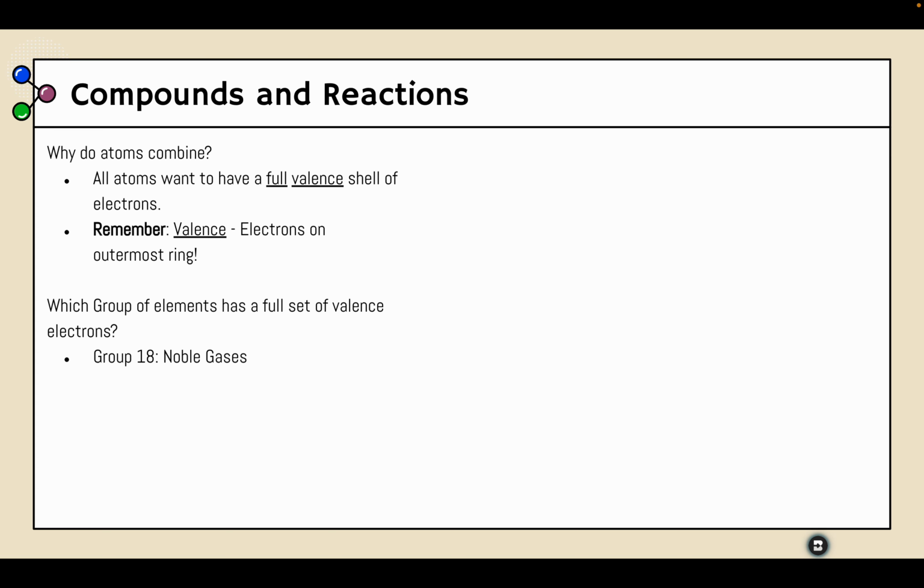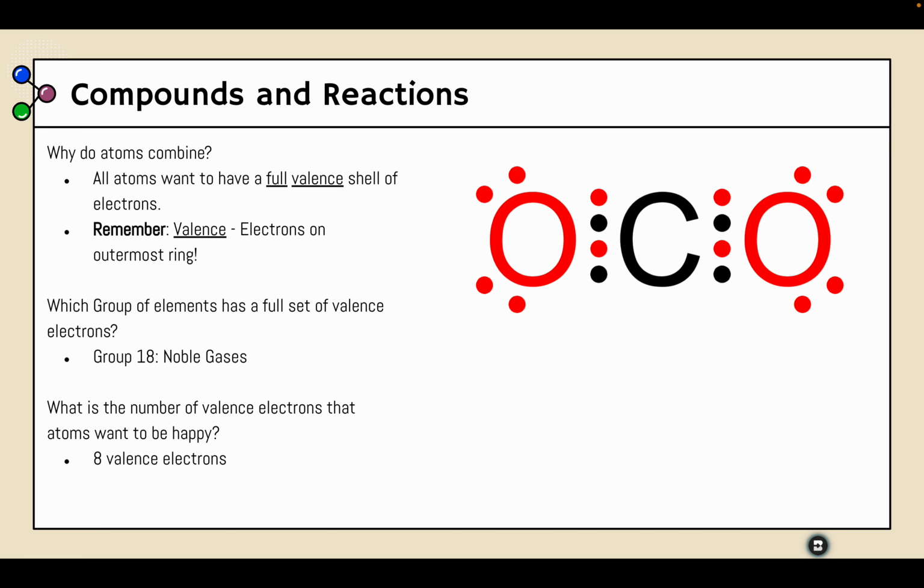So would we expect them to make any bonds? We wouldn't. And the reason is because they have a full set, so they don't actually need to share their electrons. They're kind of selfish. That's why they're noble. So what is the number of valence electrons that atoms want to be happy? Typically, you're going to see that there are 8 valence electrons on the outermost ring. And so what we call that is the octet rule.